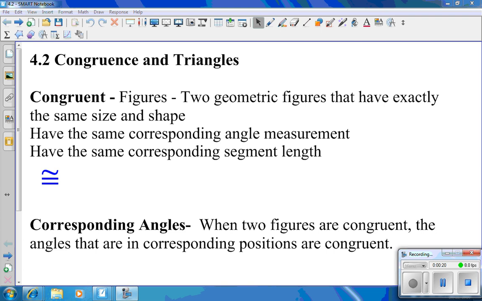All right, that means they have the exact same size and they have the exact same angle measurements. So the corresponding angle measurements are the same and the corresponding side lengths are the same. Congruent figures. Now, more specifically, we're talking about congruent triangles, but congruent figures is where we're starting today.